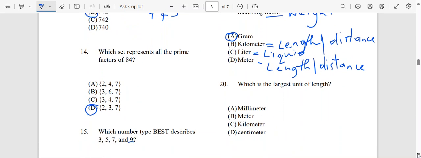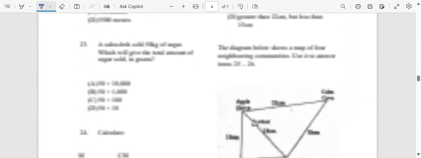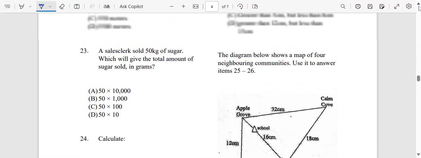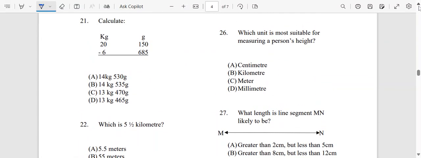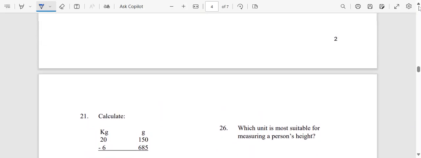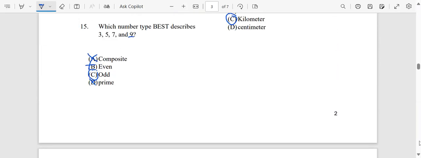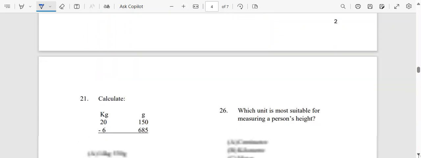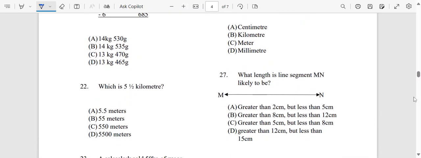Let's continue. Number 20. Which is the largest unit, operative word, largest unit of length? This is a giveaway. This is something you should know, which is kilometers. All right, let's go back to this part. We are down to this page.